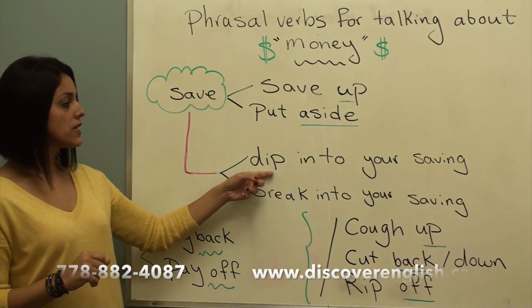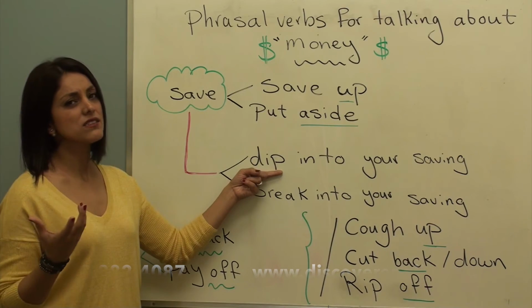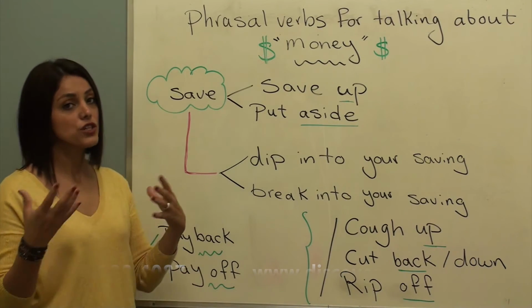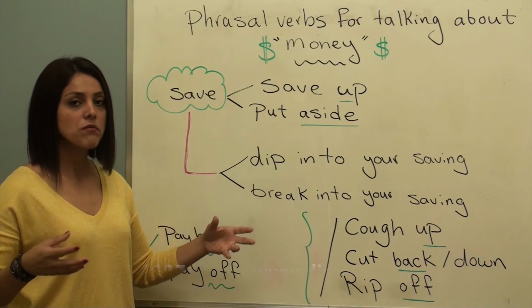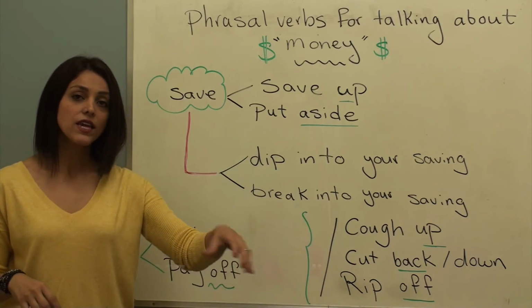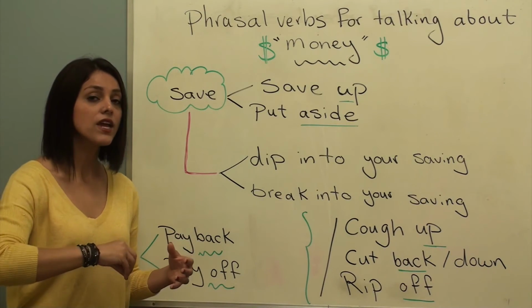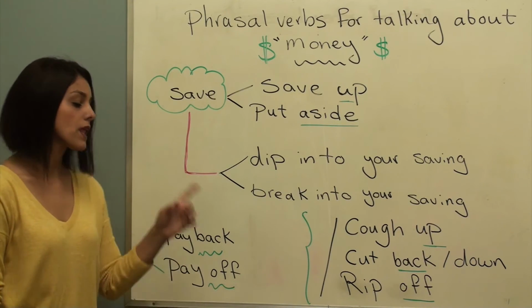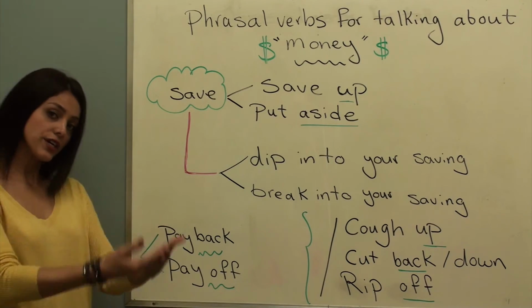The other one, dip into your savings or break into your savings. The first one is not kind of negative because, for example, you need money for going on vacation or something fun. You just dip into your savings and spend some money, but still you're in a good situation. But break into your savings means you have to withdraw money continuously and you're going down, down, and down.